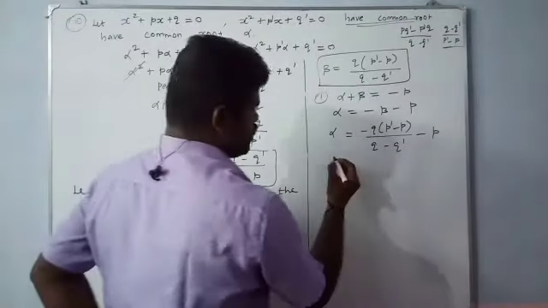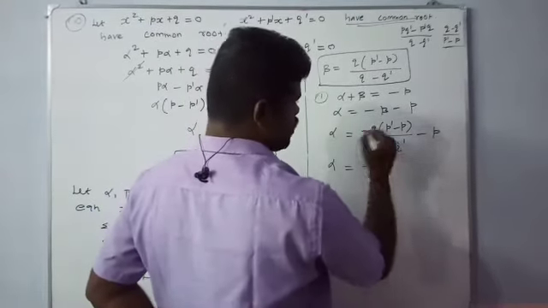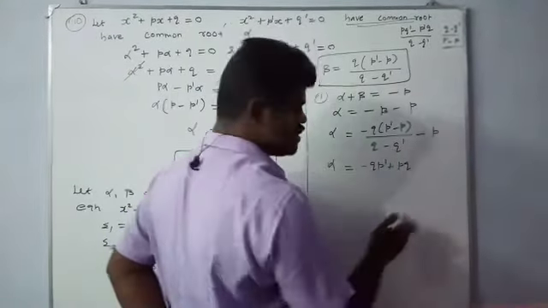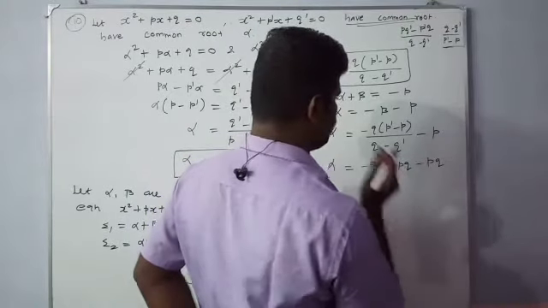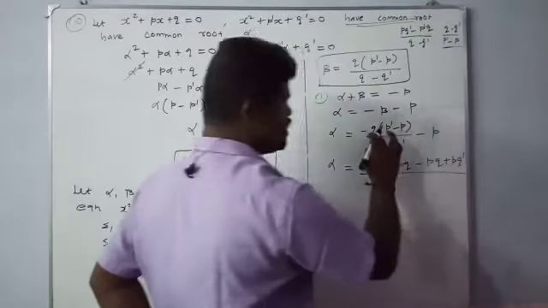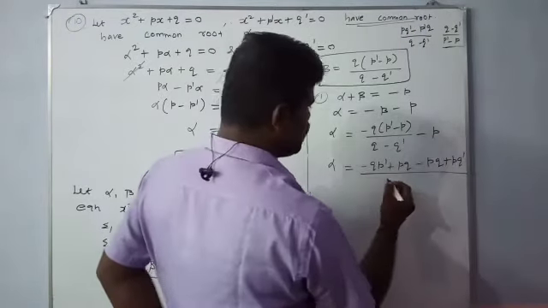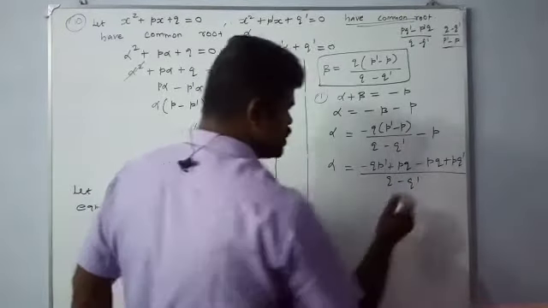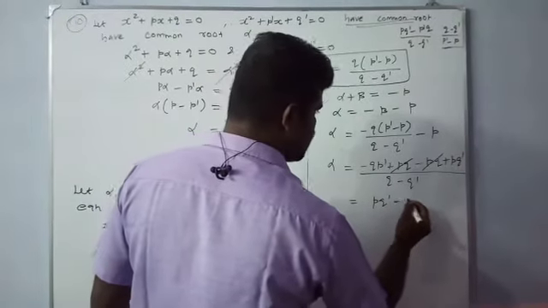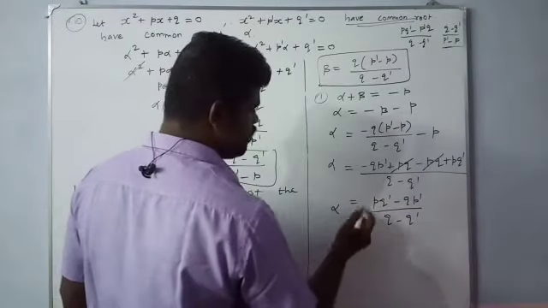Okay, right. Now alpha equal to, multiply these two terms, minus q p dash, minus into minus plus pq, and cross multiply these two terms, minus pq and plus pq dash divided by q minus q dash. So cancel plus pq and minus pq. So what is the answer? Pq dash minus qp dash divided by q minus q dash. So this is the value of alpha.